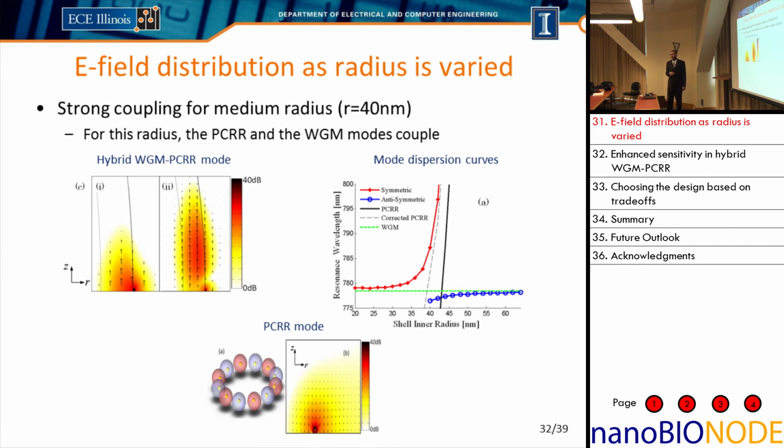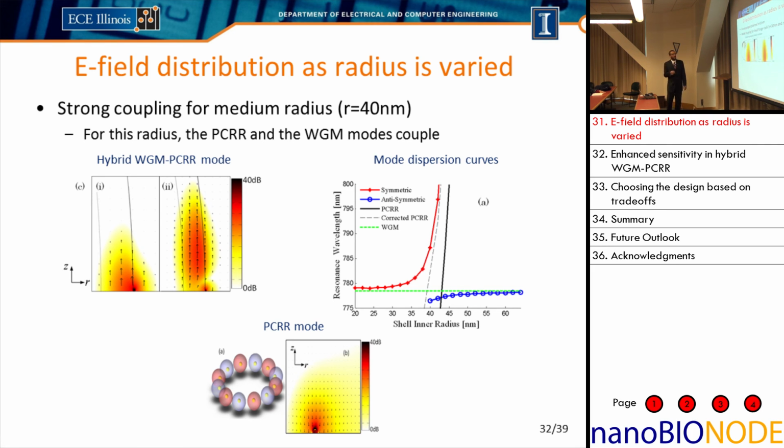This, however, is completely different if I tune the radius of the epitope to the resonance of the whispering gallery mode. So when the radius is 40 nanometers, the plasmonic chain ring resonator and the whispering gallery mode resonator, these modes couple to each other. So in the hybrid WGM-PCRR, I generate a symmetric mode and an anti-symmetric mode.